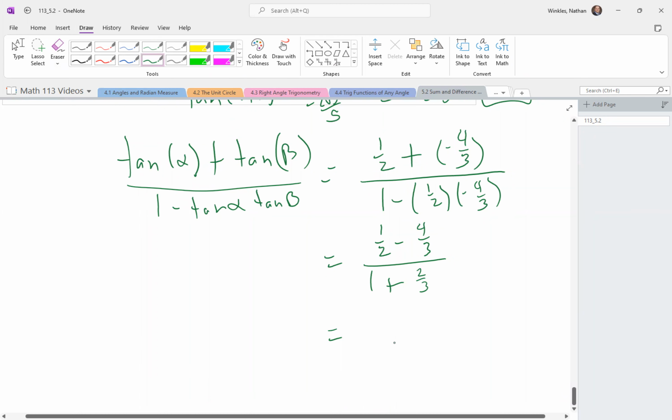So it's easy to make mistakes on here, so we just always got to watch ourselves. So 1/2 minus 4/3. So this becomes 3/6 minus 8/6, which is -5/6. And this is, so we have -5/6 divided by 5/3. So -5 over 6 times 3 over 5 gives me -1/2.